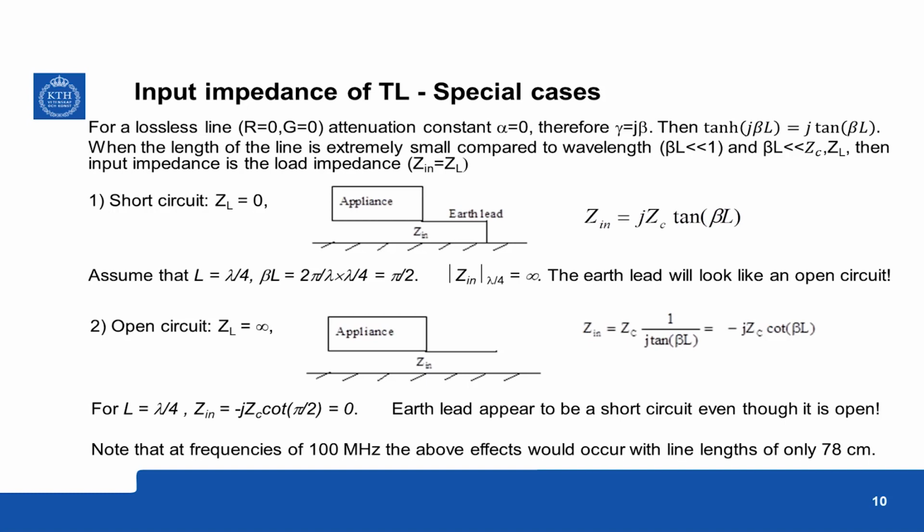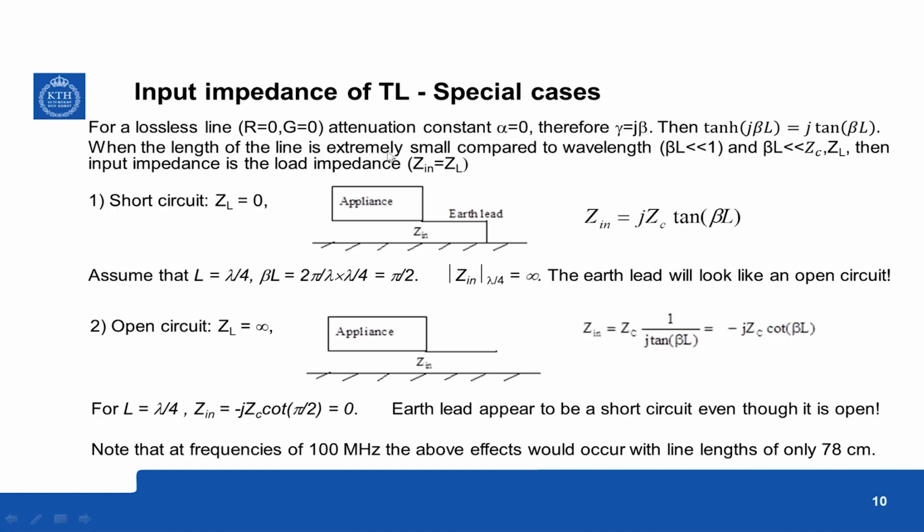For simplicity, we assume a lossless transmission line, that is R equal to 0 and G equal to 0. It means that attenuation constant alpha equal to 0. Therefore, propagation constant gamma equal to j beta, where beta is 2 pi by lambda. Then, from the trigonometric identity, we know that hyperbolic tan of j beta L equals j tan beta L.